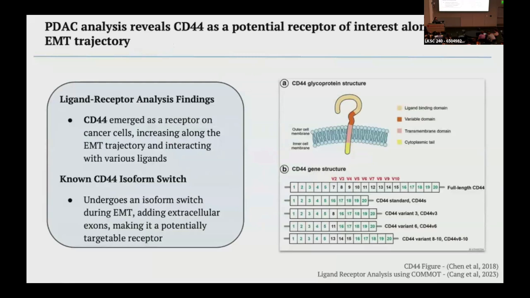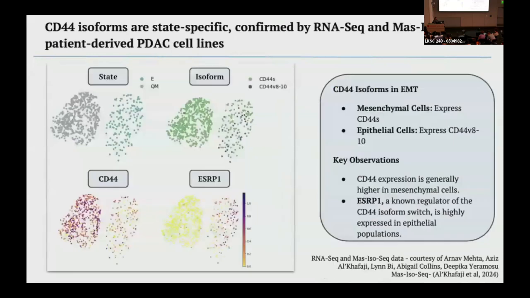And upon reviewing the literature, we discovered that CD44 undergoes a state-specific isoform switch, adding extracellular exons in its variable form. To investigate this further, we used RNA-seq and mass iso-seq data from patient-derived PDAC cell lines. This data was generated by others at the Broad and allowed us to explore the CD44 isoform switch in more detail. Labeling cells based on their RNA-seq expression revealed a clear separation between the epithelial and mesenchymal states.